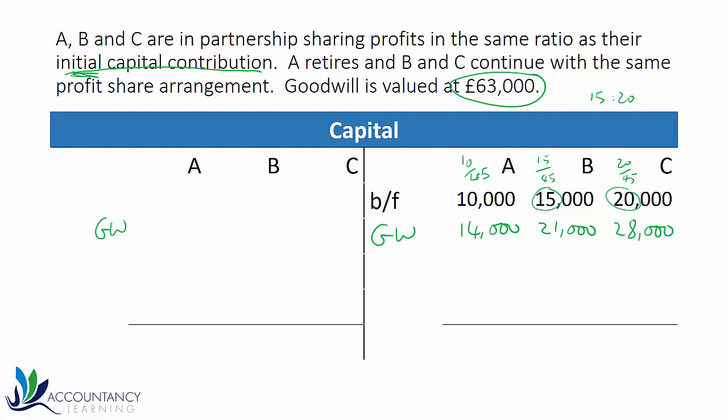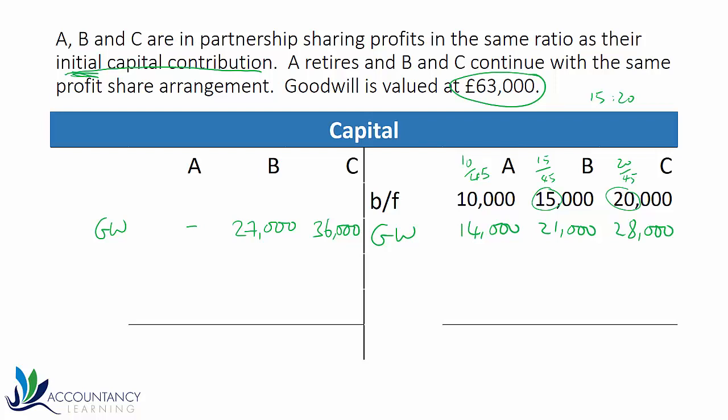So the 63,000 then, in the ratio of 15 to 20, that means we're going to have 15/35 of 63,000. That's going to be 27,000 for partner B. And then 20/35 of 63,000 will give us 36,000 for partner C. Okay, so there's our 63,000 again, but now ignoring partner A. Partner A gets nothing because partner A is leaving.